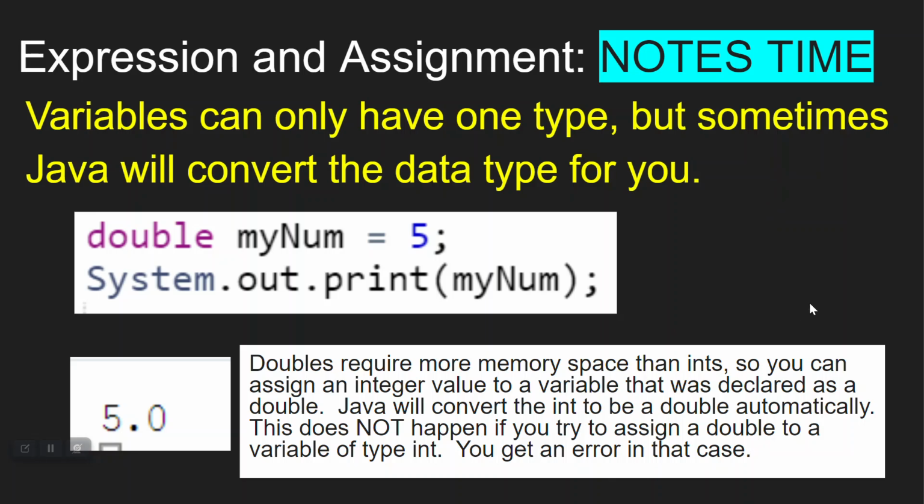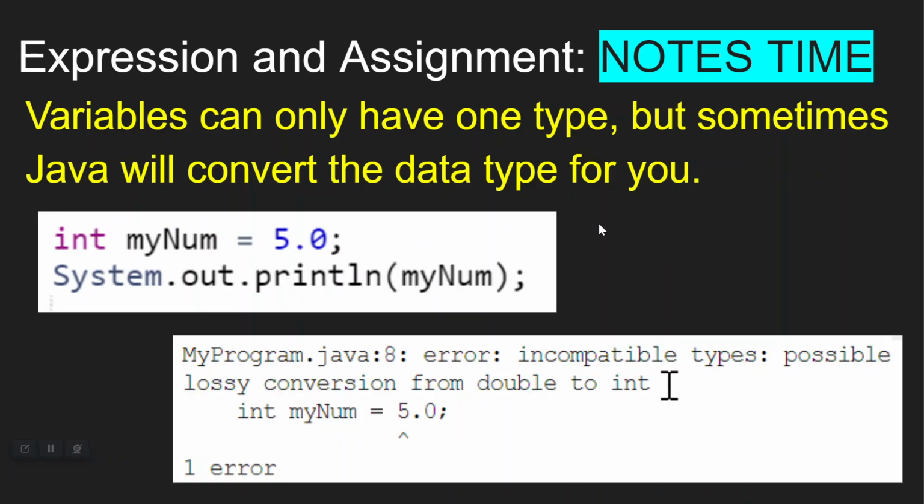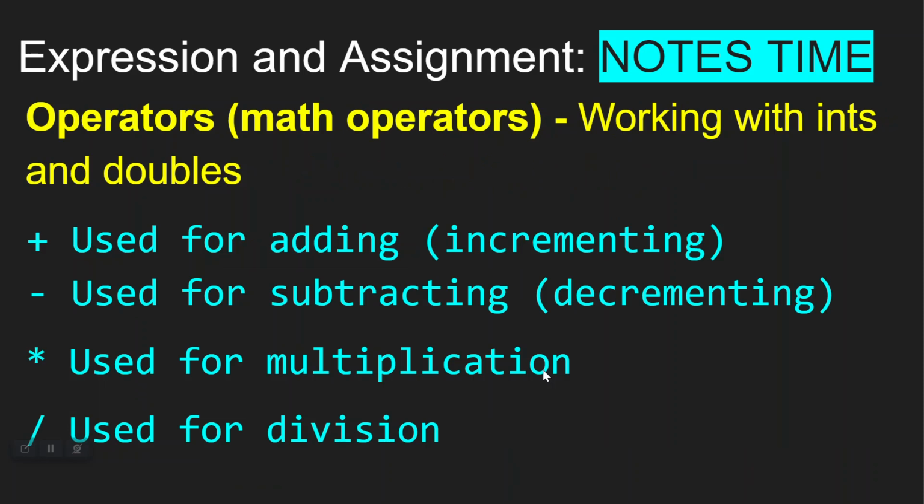And it's a minor thing, but it's going to be important for you guys to try to commit this one to memory. All right. So again, you can store an integer as a double. It will convert the integer to a double, but you cannot store a double as an integer. In that case, you get your error message. Okay.